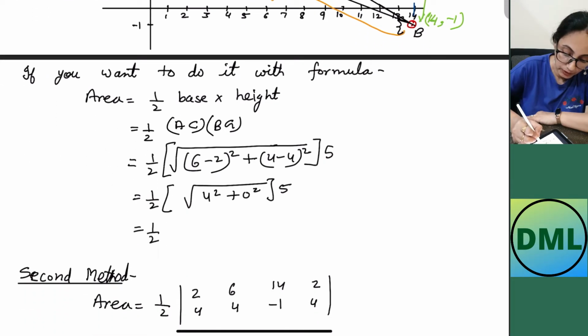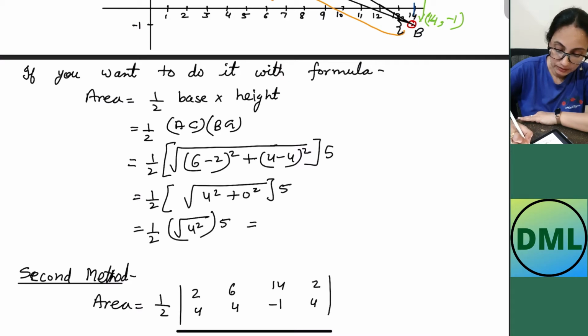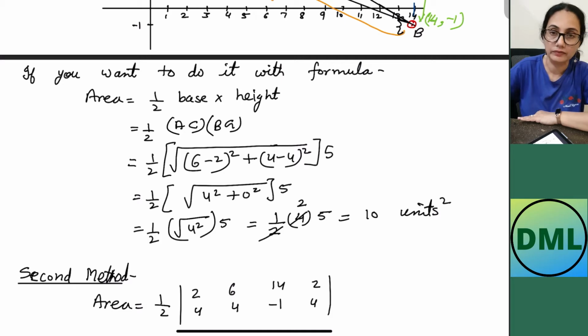That is equal to half root of 4 square multiplied by 5. That is equal to half root of 4 square is 4 times 5. 2 will get cancelled with 4 and the value will be 2. 5 times 2 is 10 units square, which is the area of the triangle.